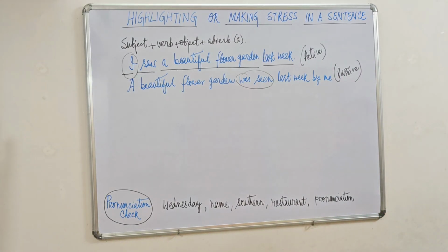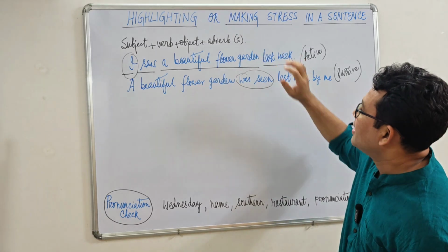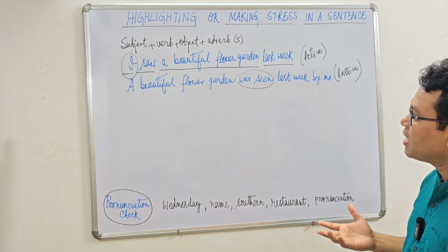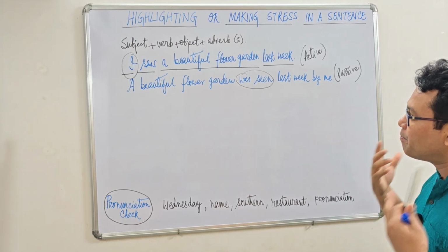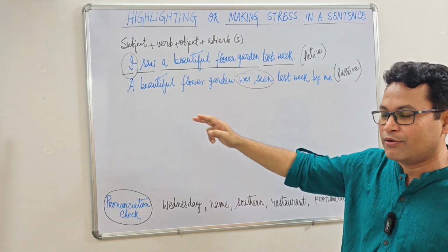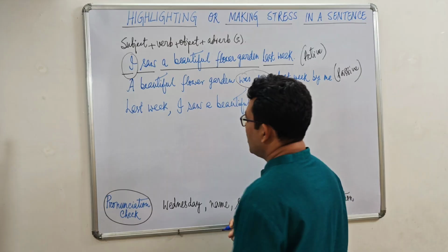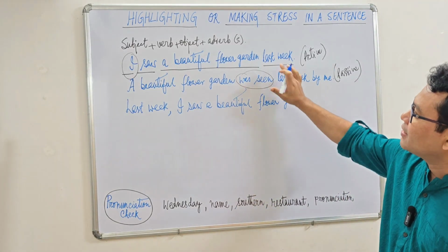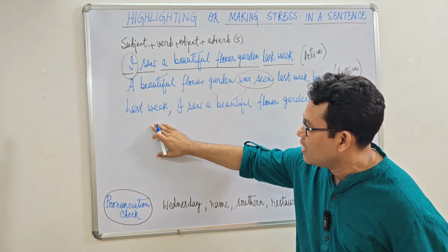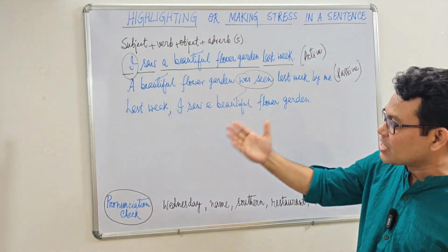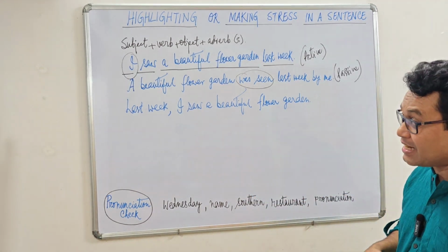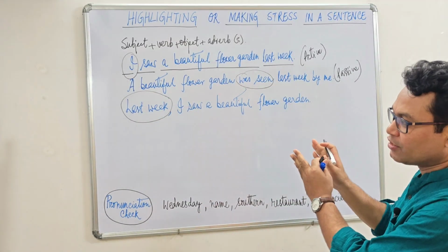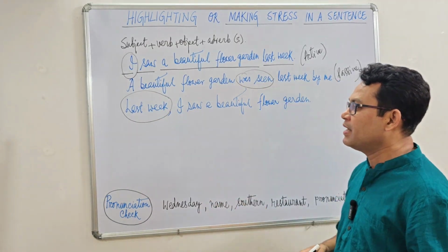Now if we want to highlight, say, the time adverb or the place adverb, then how to do that? In that case, we can bring the time adverb at the very beginning. Take for example, the sentence is active, fine, but we are putting the time adverb last week at the very beginning. So through this sentence, last week I saw a beautiful flower garden. This time the emphasis is falling on the time adverb because this phrase is being put at the very beginning.